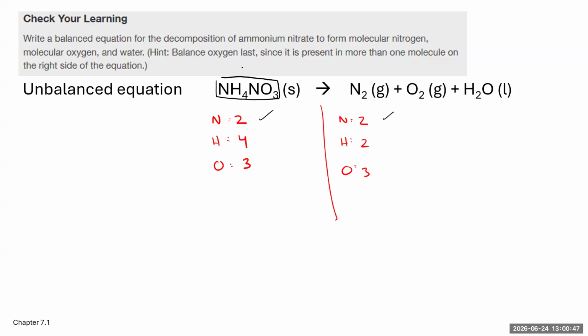Hydrogen. Oops. Nope. We need to fix that. So here it's lower. If we added, again, we're starting with a 1 here, but if we make that a 2, that now becomes 4 hydrogens. But now how many oxygens? We have 2 here, and now we have 2 here. So now that is 4.